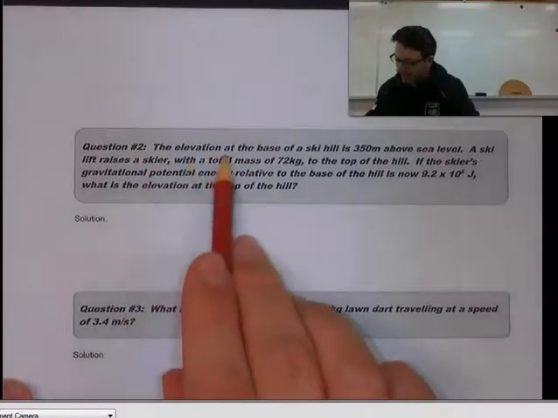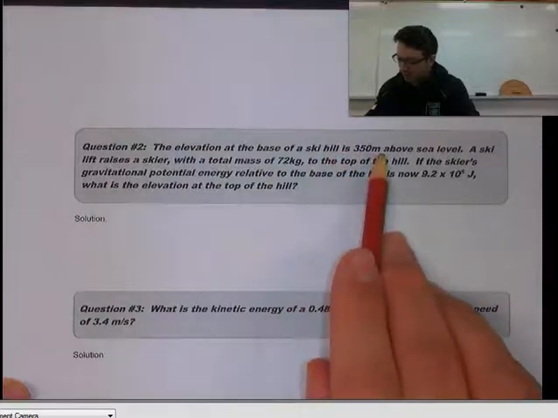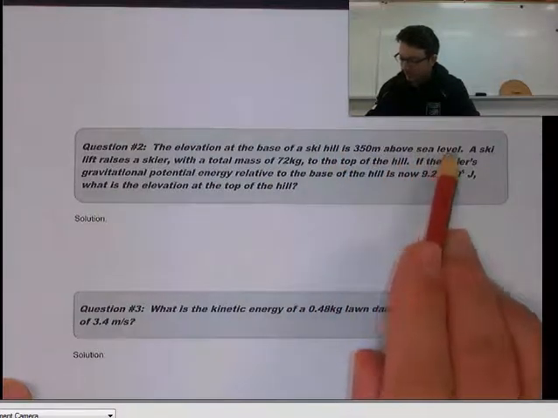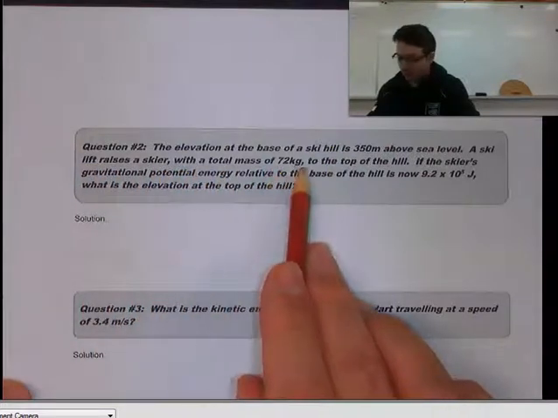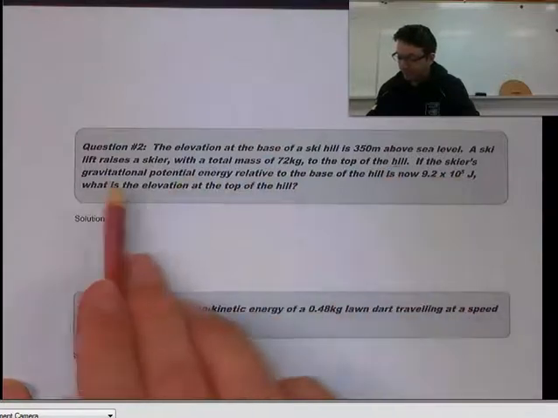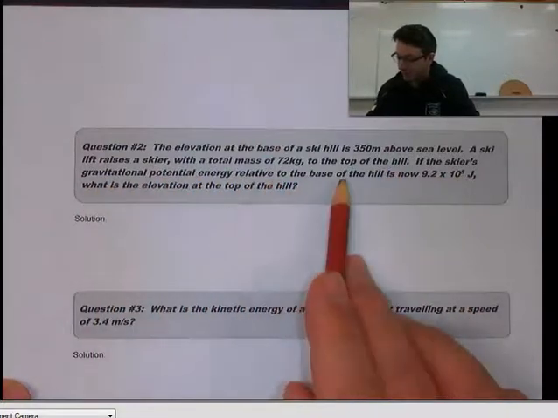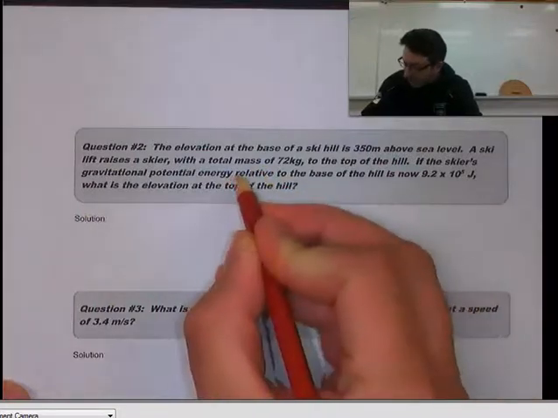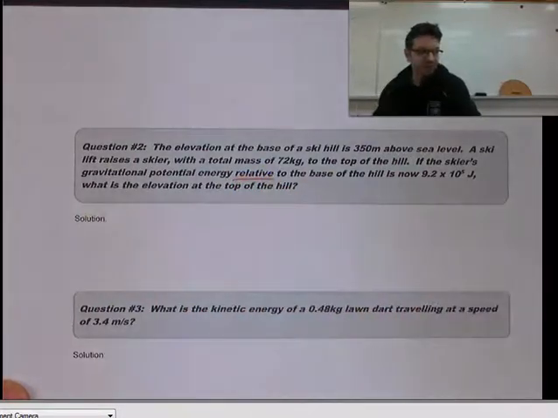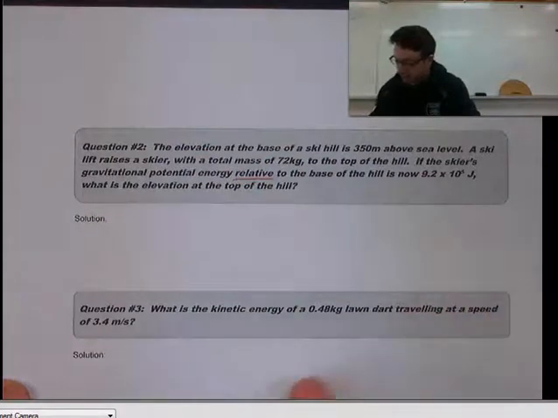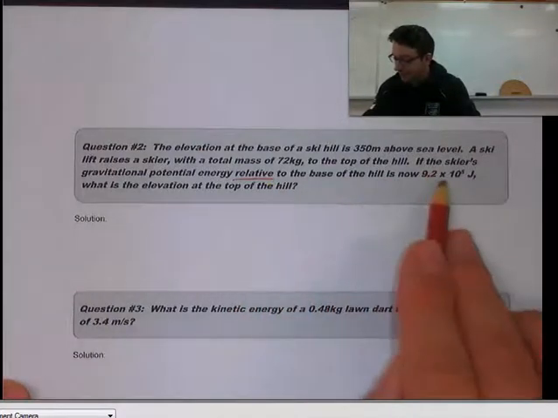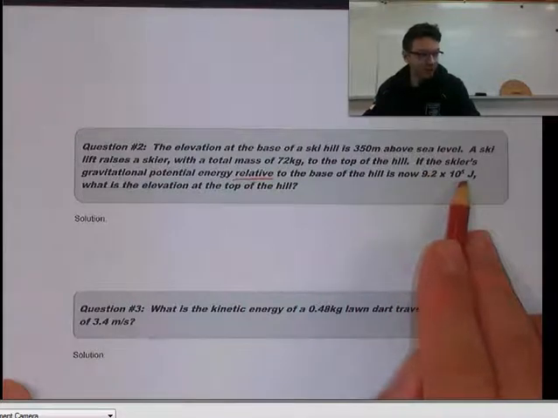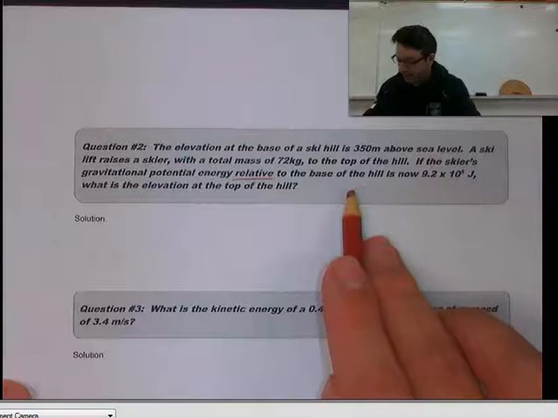Alright, question 2. So the elevation at the base of a ski hill is 350 meters above sea level. A ski lift raises a skier with a total mass of 72 kilograms to the top of the hill. If the skier's gravitational potential energy relative to the base of the hill, we always have to say relative to what, because we have to have some reference point for what h actually is. Where are you measuring h from? To the base of the hill is now 9.2 times 10 to the 5 joules. What is the elevation at the top of the hill?